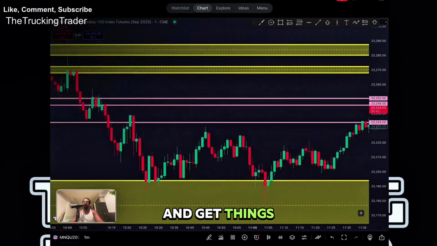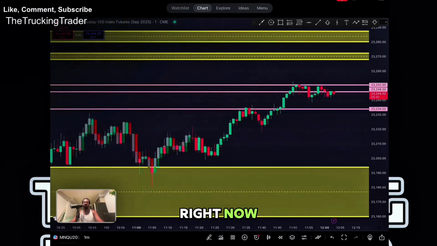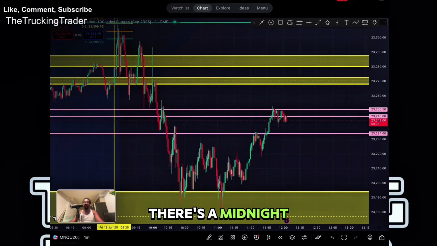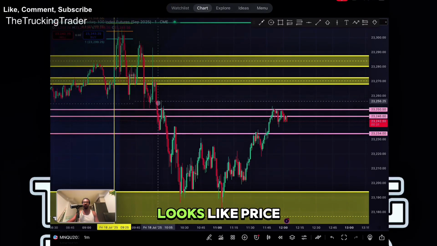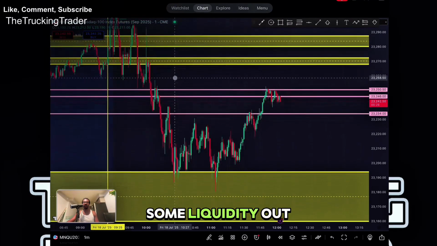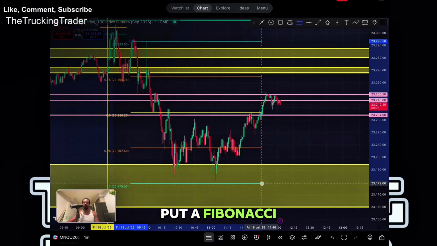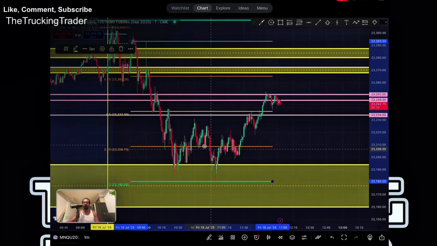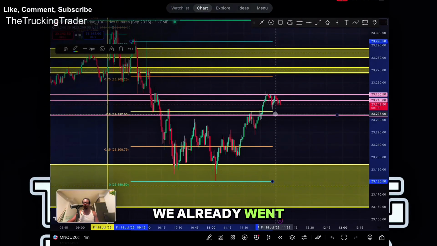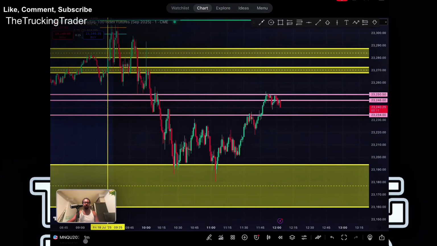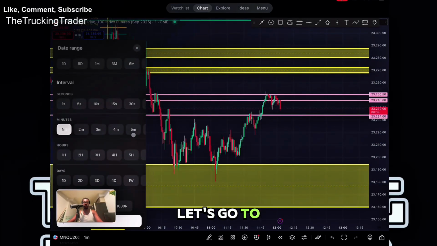And then right now, you guys can see there's an afternoon run on liquidity up here. It looks like price wants to run some liquidity out. If we put a Fibonacci, you can see we already went really deep. Let's go to the 5-minute.